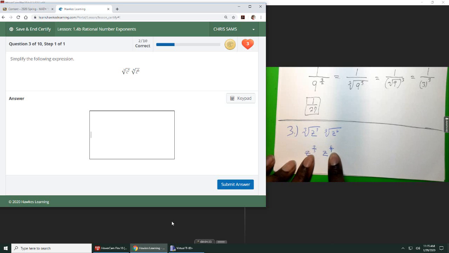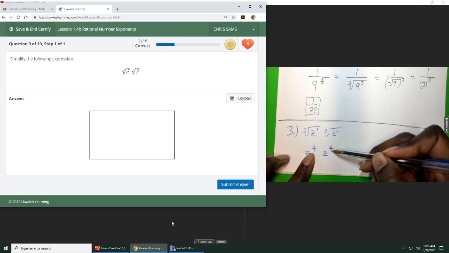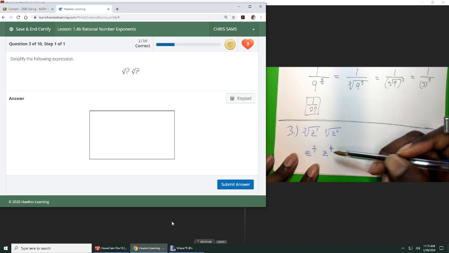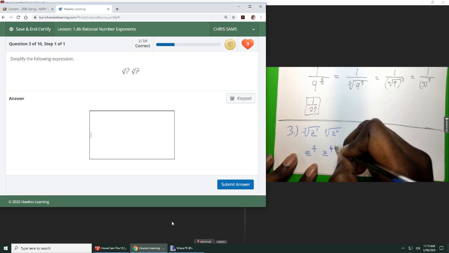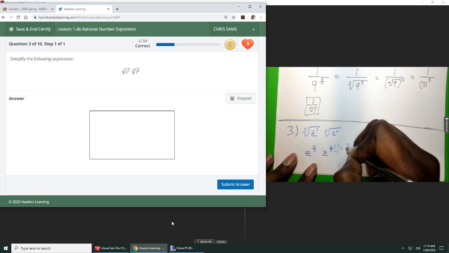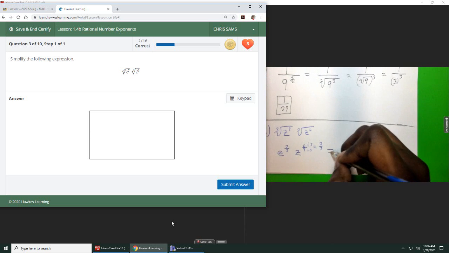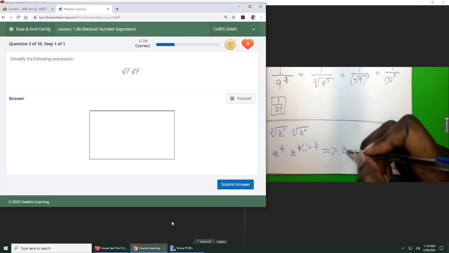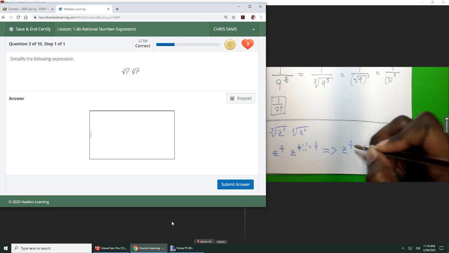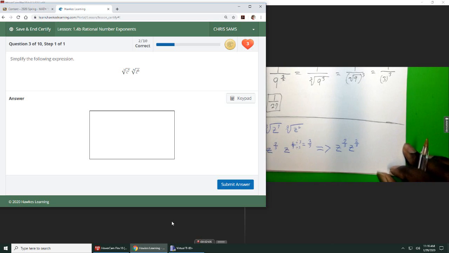Now, problem is, I got two different denominators. But what I noticed is the 6 and 9 are both divisible by 3, so I want to reduce those. So if I divide both of these by 3, top and bottom, what we end up with, this is 2 over 3. Okay, so the actual problem that I'm looking at is z to the 7 divided by 3 power, times z to the 2 over 3 power.